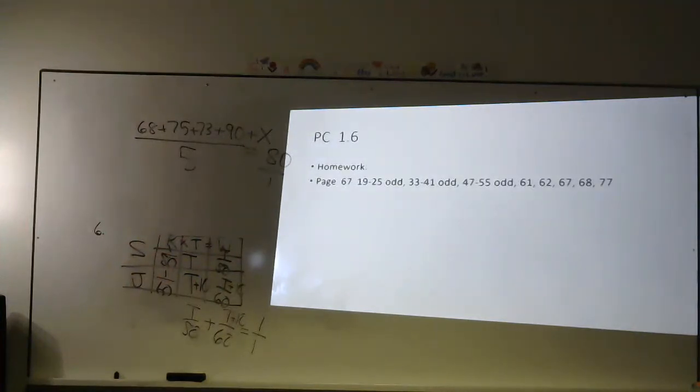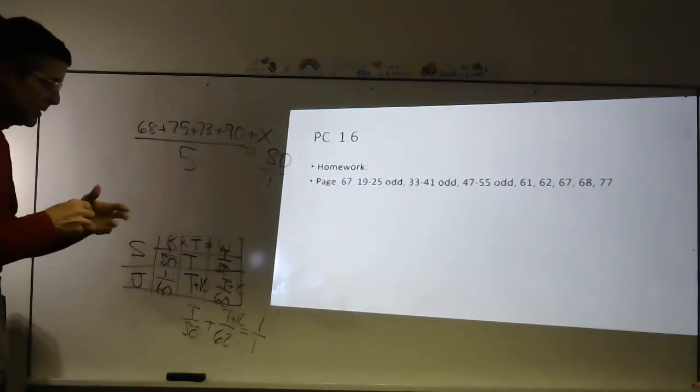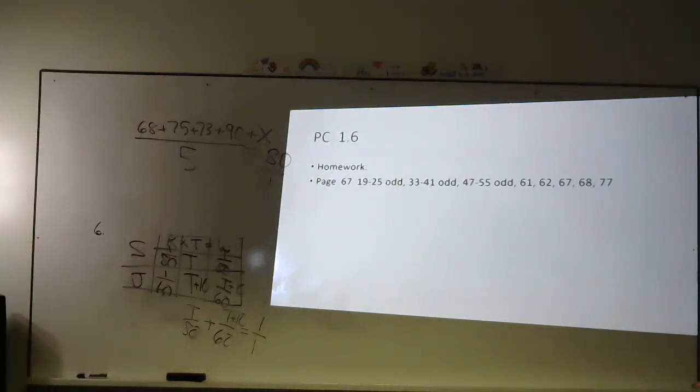Okay, so on your homework, I've done the same thing. I've looked through all the problems in the book and tried to find ones that are not crazy difficult, but that will give you an idea as to what's going on with these word problems. So set them up and solve them. You'll notice that most all of them are odds so that you can check your answers.